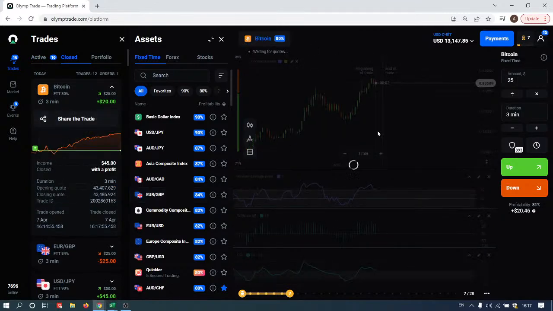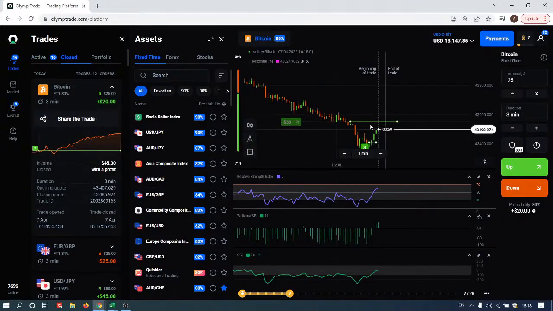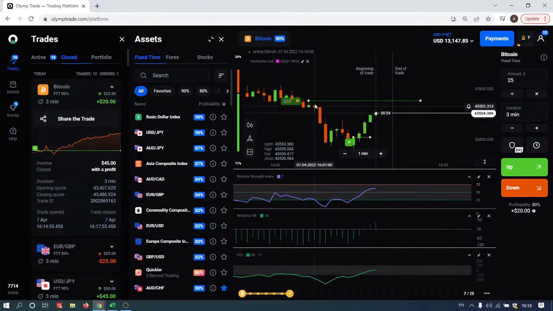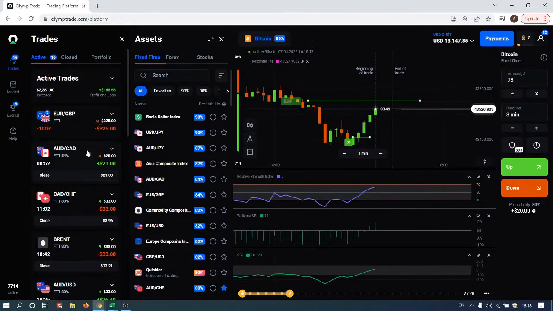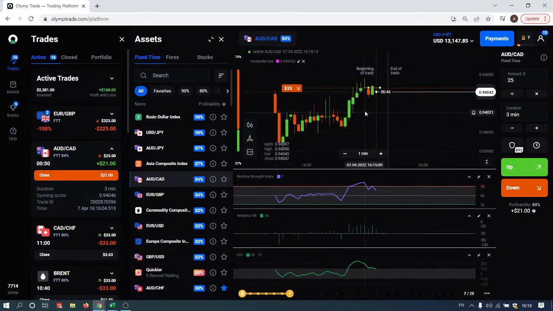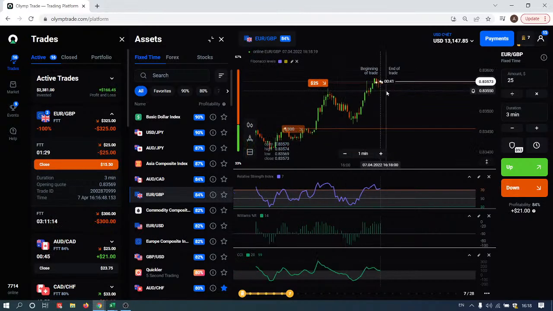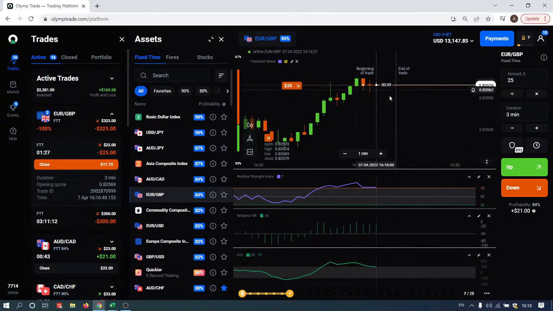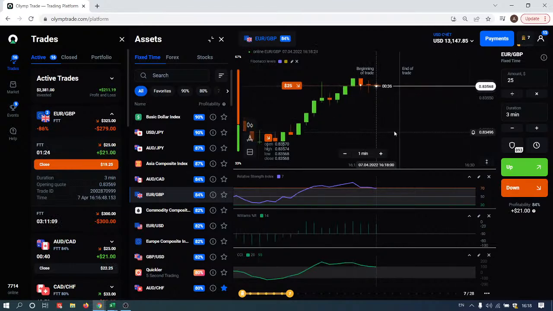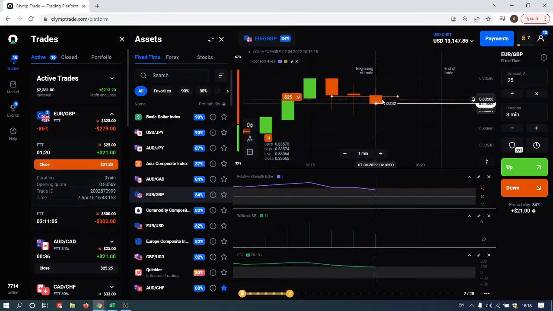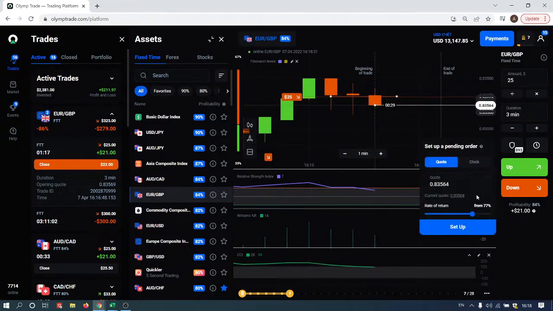All right. So Bitcoin is now, so that was the moment of reversal, like a double bottom position. So double bottom formation. The price dropped and rebounded. Right. So I have two more active positions at the moment. The Euro GBP. Yeah, guys, I think I really like this. I think we should open another trade here. So let's set a pending order.